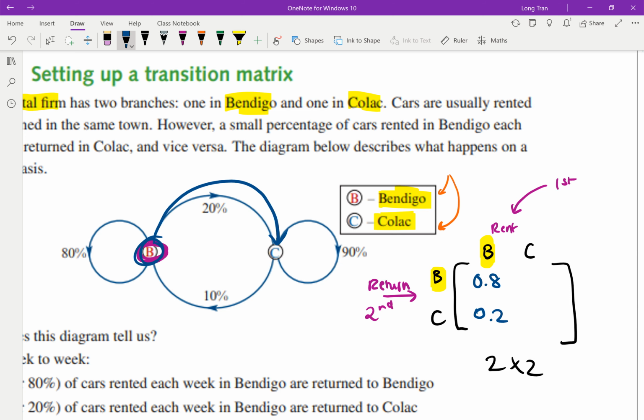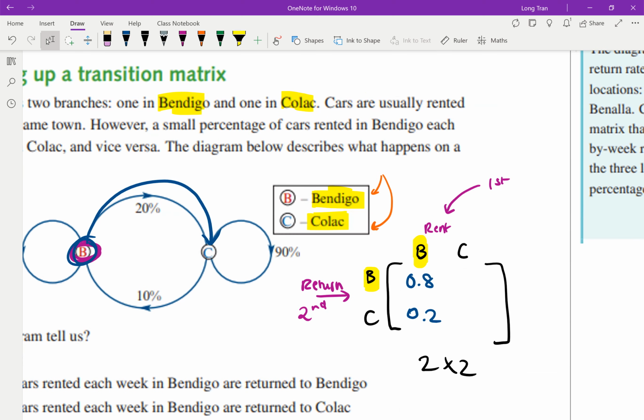Another thing to note is Bendigo returned in Colac. If you add 0.8 and 0.2, notice this gives you 100%, because those are the only options you had. You rented from Bendigo, you either return it to Bendigo or you return it to Colac, or technically you could steal it and just never return it. But that's not the current scenario. You only have 2 scenarios there. The chance of returning it to Bendigo is 80%, and the remaining 20% goes to Colac.